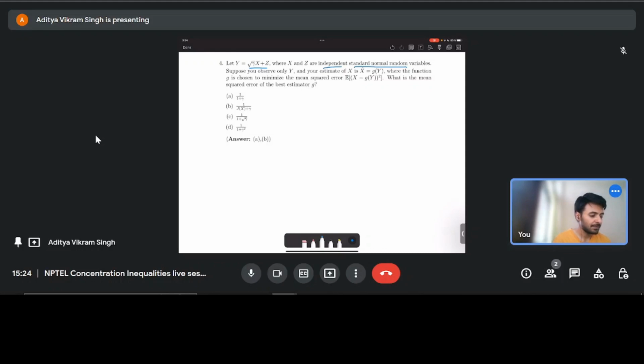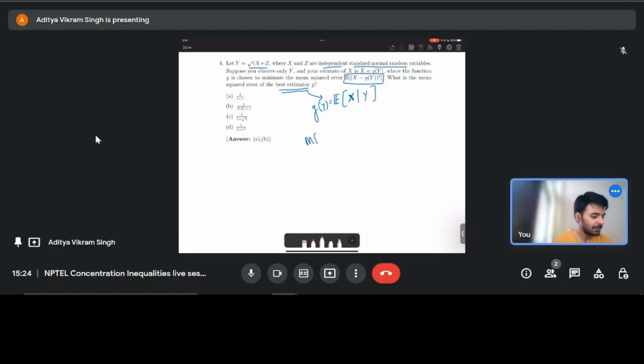We know what the best estimator is. If we observe Y and we want to estimate X, the best estimator g of Y would be just the expected value of X given Y. Y is something we observe, and X is something we want to estimate, and we want to minimize the mean squared error. So this conditional expectation is the best estimator, and all that remains is to compute it. All right, so let's see what the mean squared error would be.